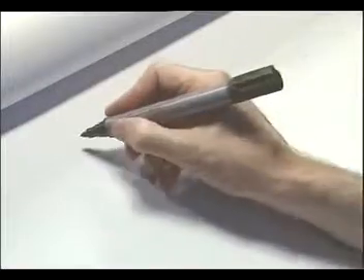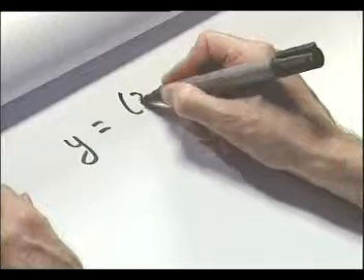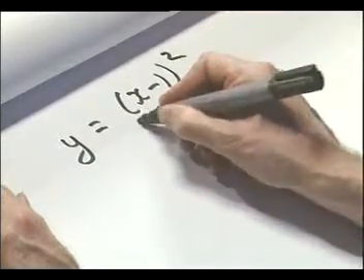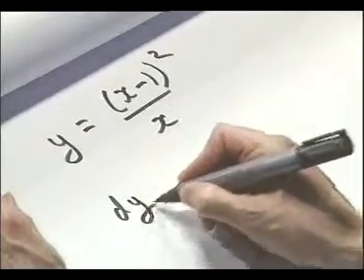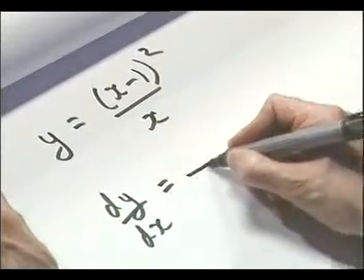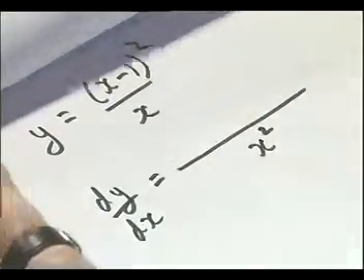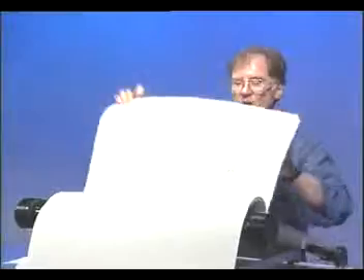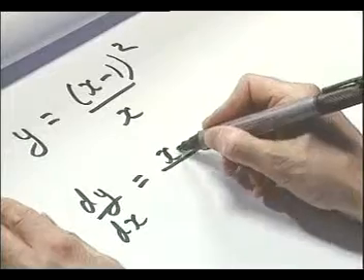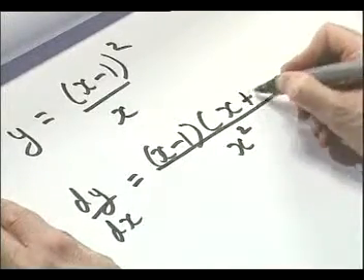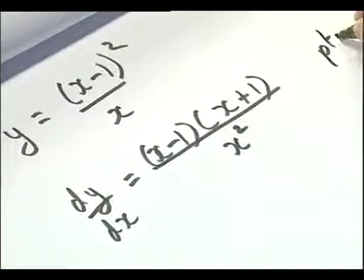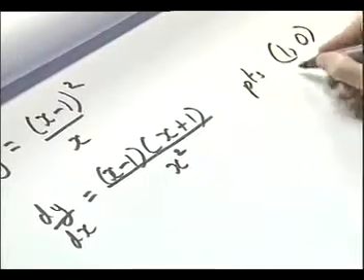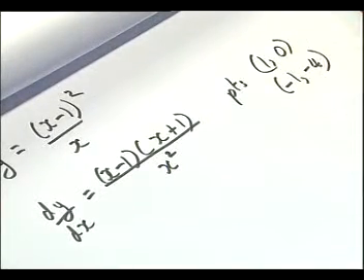So let's write down again y, dy by dx, and our points. So we had y, that was x minus 1 all squared over x. And we had dy by dx, and dy by dx was over x squared. And let's just go back so we can see what the numerator was. It was x minus 1 times by x plus 1. And our 2 points are the points (1, 0), and (minus 1, minus 4).